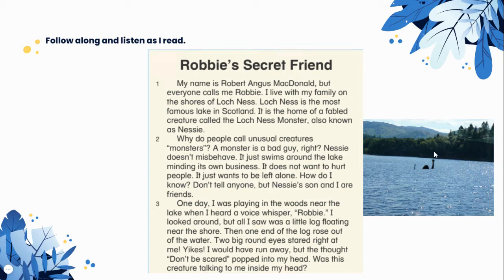One day, I was playing in the woods near the lake when I heard a voice whisper, "Robbie." I looked around, but all I saw was a little log floating near the shore. Then one end of the log rose out of the water. Two big round eyes stared right at me. Yikes! I would have run away, but the thought, "Don't be scared," popped into my head. Was this creature talking to me inside my head?